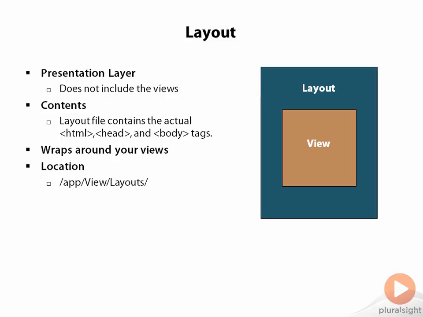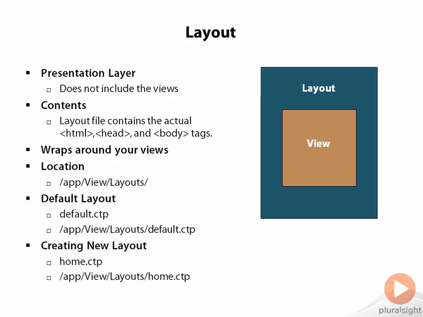The current layout we have for our CakePHP site is the default layout. It is located inside that layout folder in the app view directory, and it's called default.ctp. CTP stands for Cake Template. If we wanted to create a new layout, we would give it a name fitting to the type of layout we are creating. For example, if we wanted a special layout for our home page, we would name the file home.ctp and place it in the Layouts folder.